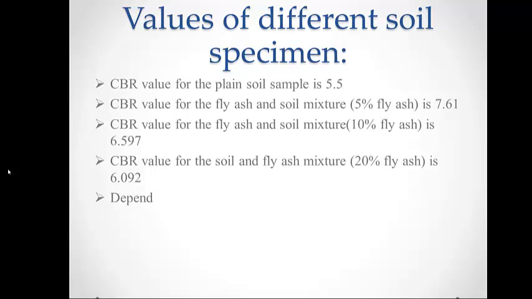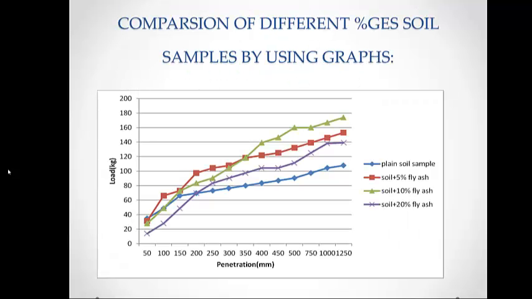And the ultimate results that we obtained are: CBR for the plain soil sample is 5.5, CBR for the fly ash and soil mixture of 5% fly ash is 7.61, and on the further addition of 10% fly ash, it reduced to 6.597, and even on the further addition, it decreased to 6.092. From the following graph, we can infer that the CBR of the plain soil sample increased with the addition of 5% fly ash, and then gradually declined with the further addition of fly ash. So from this, we infer that the optimum content of fly ash to be added to the soil sample is 5%.